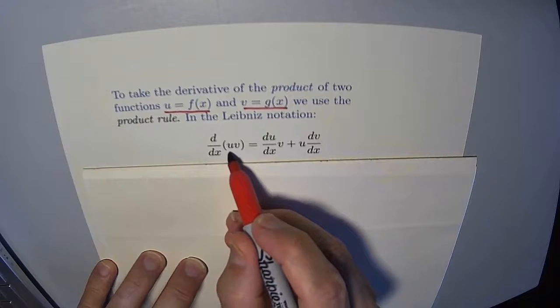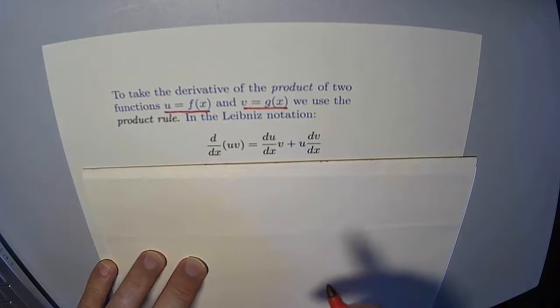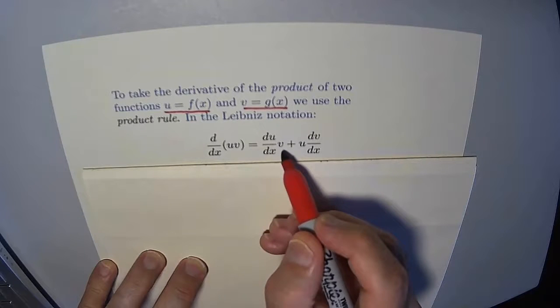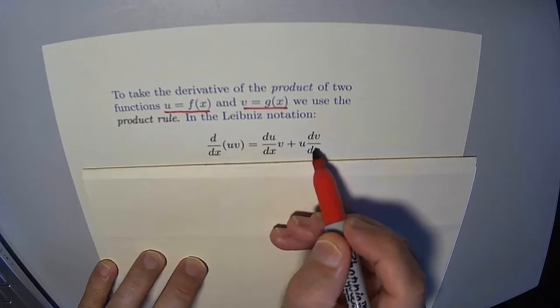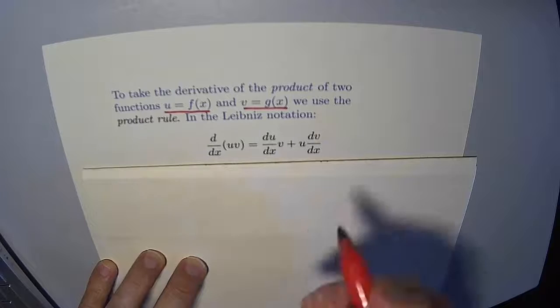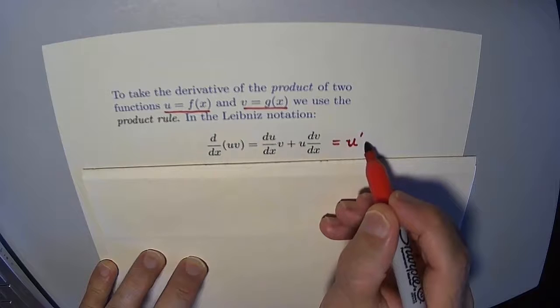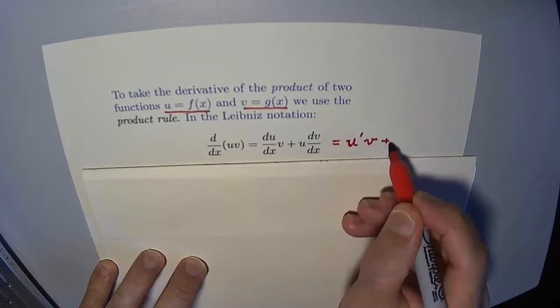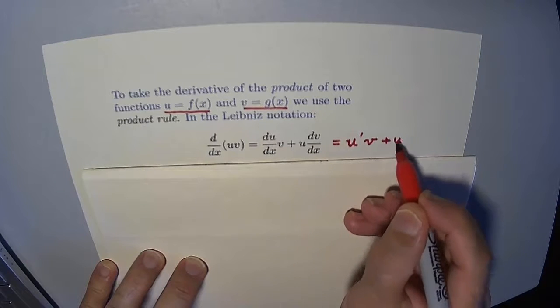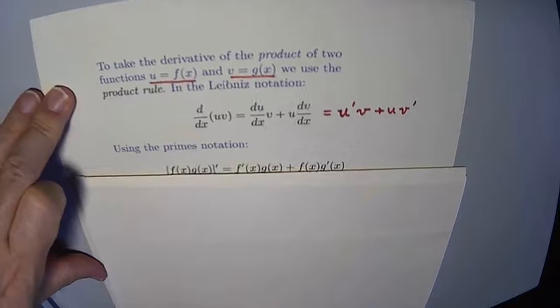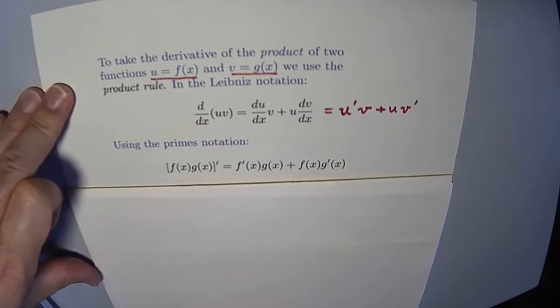The derivative of the first function times the second function is given as derivative of the first times the second plus the first times the derivative of the second. We can also think of this as u prime v plus u v prime for short, and sometimes I use that notation here to save time.